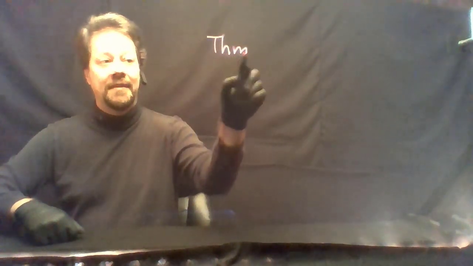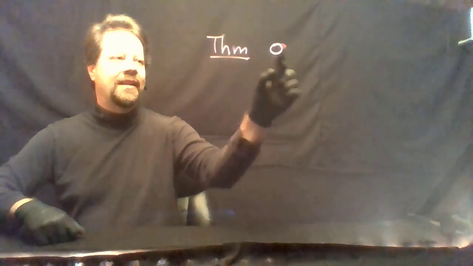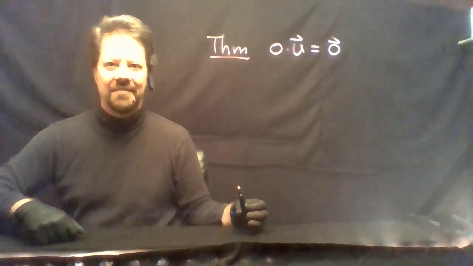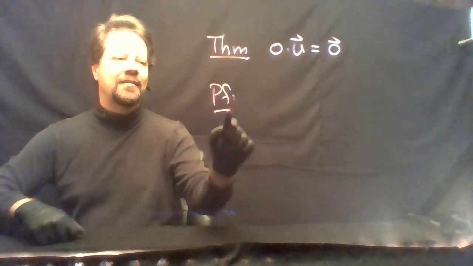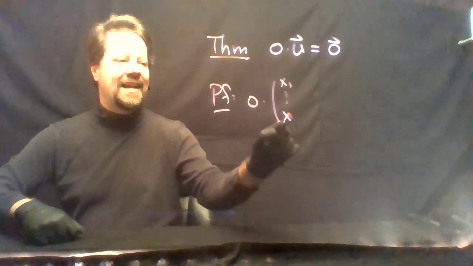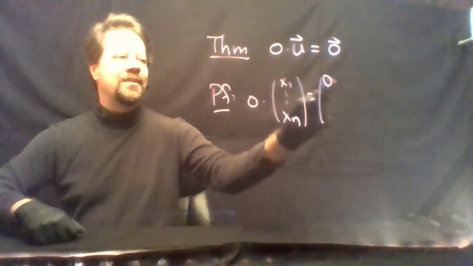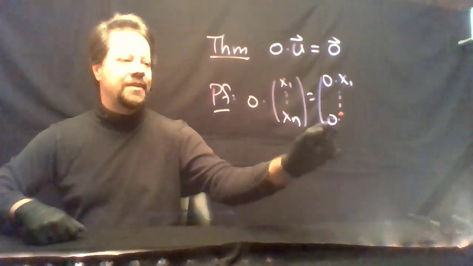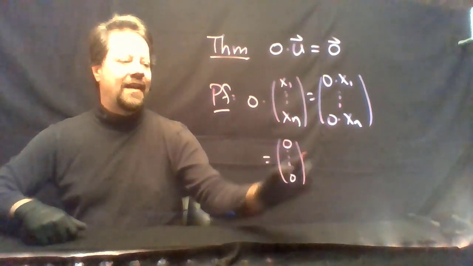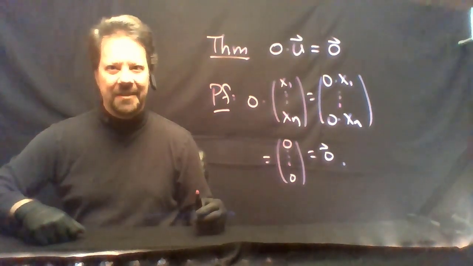These 10 vector space properties will be generalized to more abstract vector spaces later in the course. For now, I'd like to note in a theorem that if you take 0 times a vector u, you get the 0 vector. And the proof is pretty obvious. If I take 0 times x1 through xn, I get 0 times x1 through 0 times xn. Each of those is equal to 0, and that gives me the 0 vector.